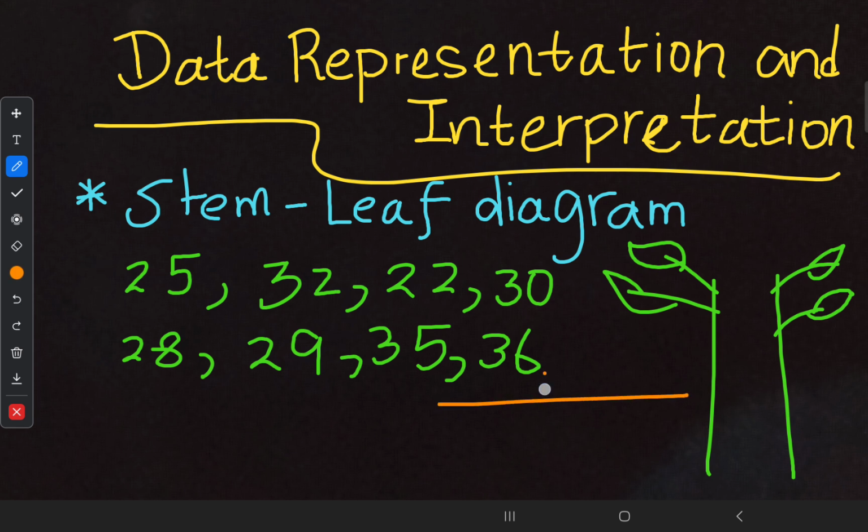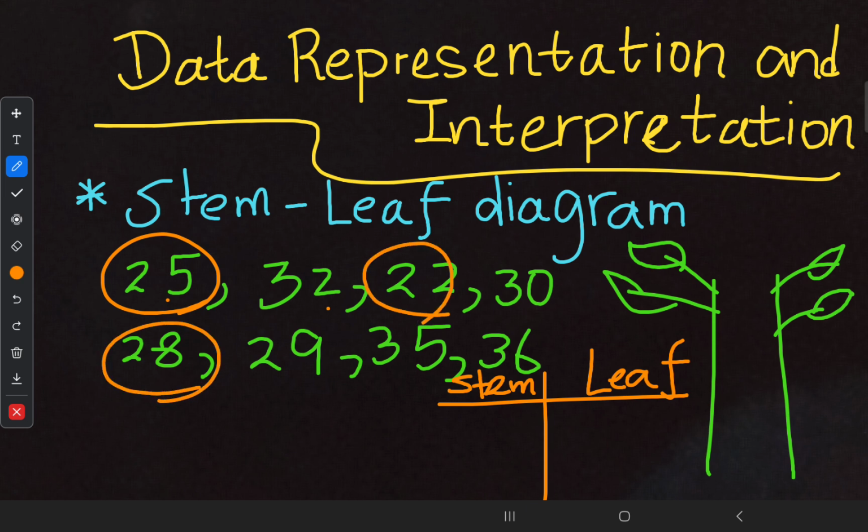For that, what is going to be our stem and leaf? We have to identify our stem and leaf data. When we consider this data set, the tens place value is considered as the stem. Here, these values are between 20 and 30, so we can take their stem as 2. Why are we selecting 2?